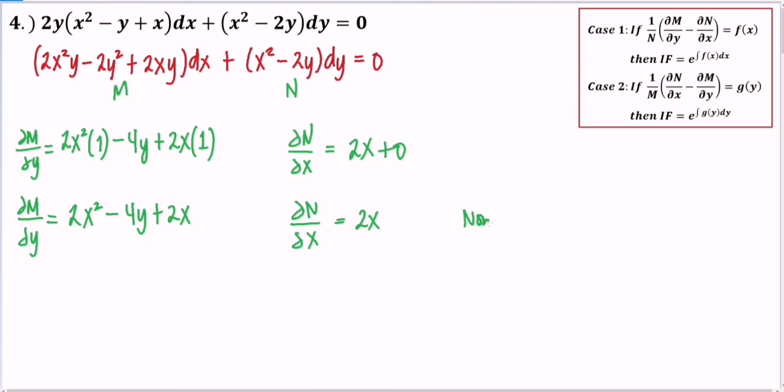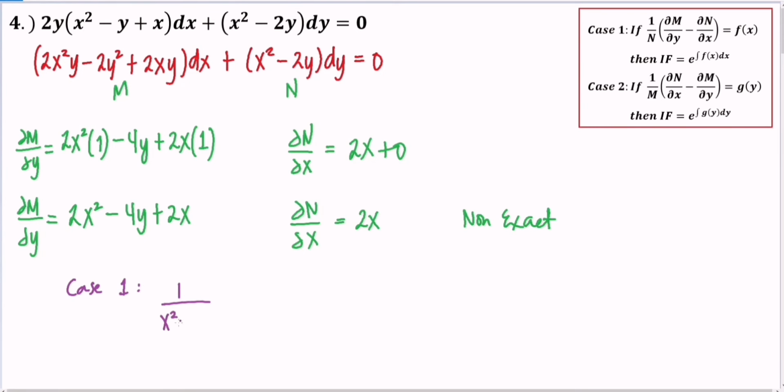So, again, we're non-exact, guys. When it's non-exact, again, we try case 1, and then if it doesn't work, we go to case 2. So, let's try case 1 first. Okay. So, our case 1 is 1 over n. So, 1 over, what is n?